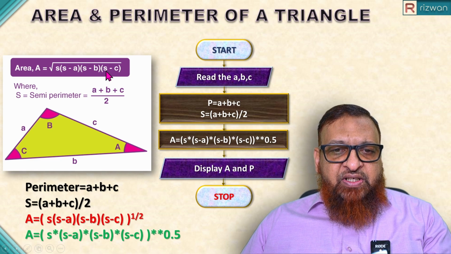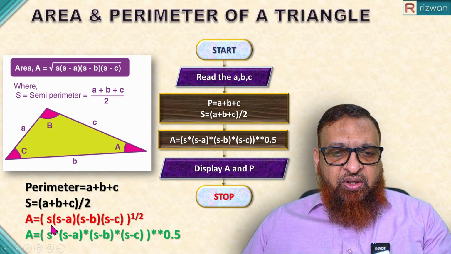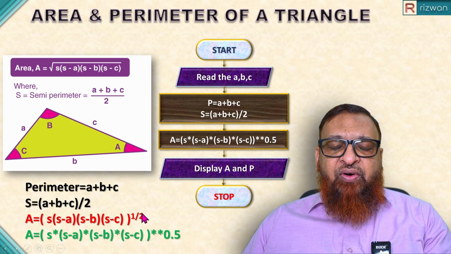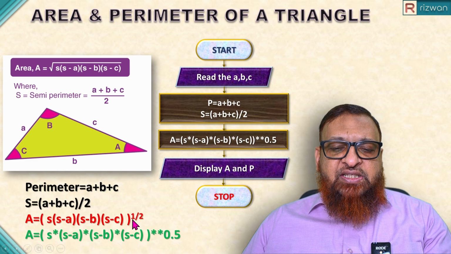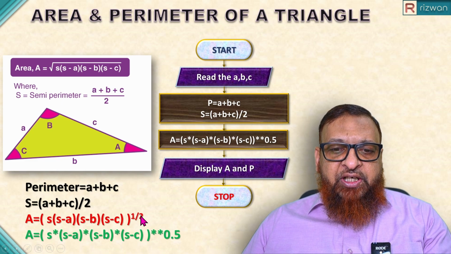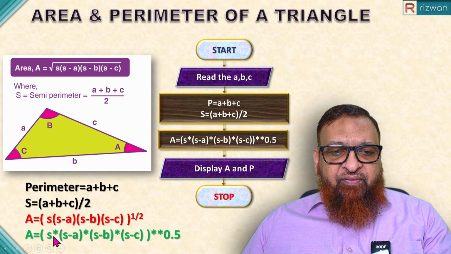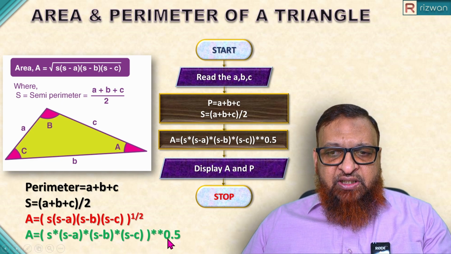Now, I have written this here this way: S into S minus A into S minus B into S minus C, to the power of half. Square root means to the power of half, and half is nothing but 0.5, that is 1 divided by 2. The whole thing, S into S minus A into S minus B into S minus C, is raised to the power of 0.5. What I have done here is converted it into Python, to represent this expression.